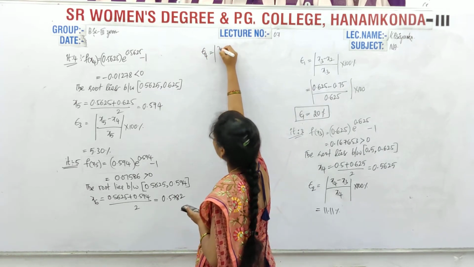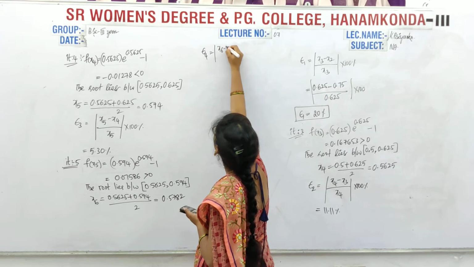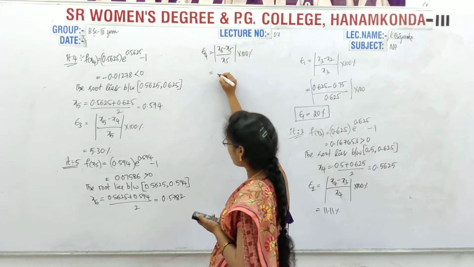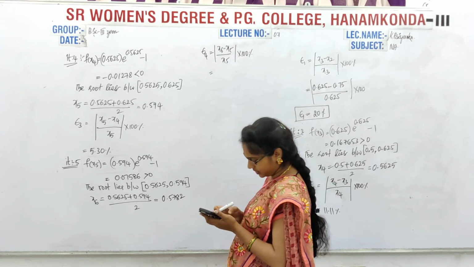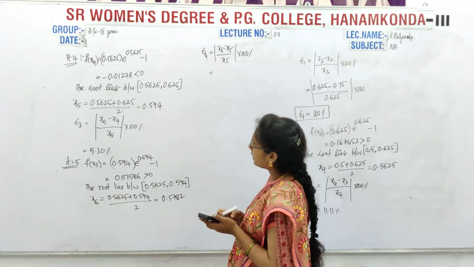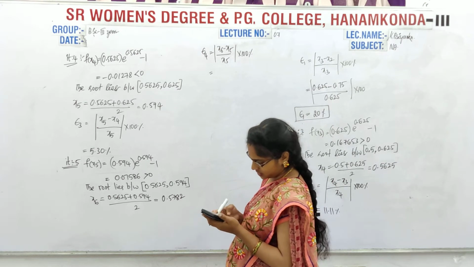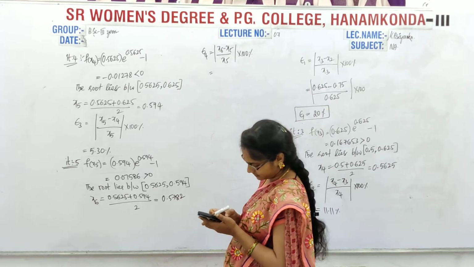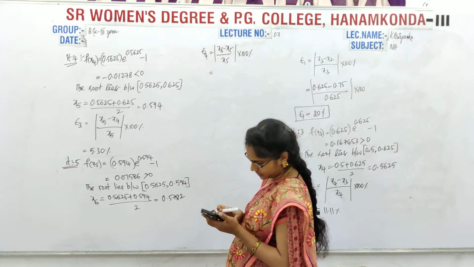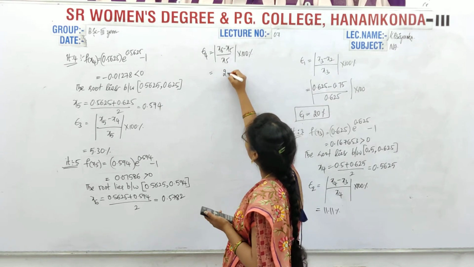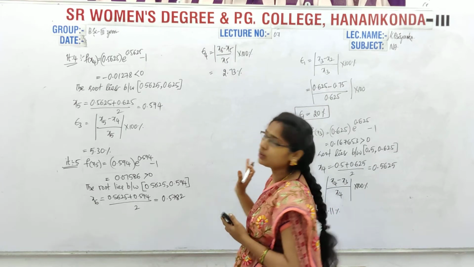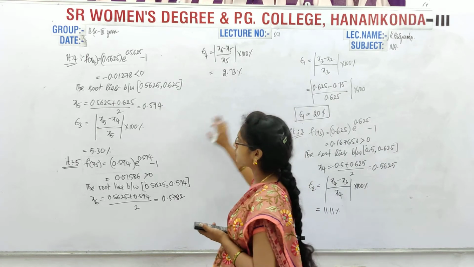Now we have to calculate the error epsilon 4. What is the formula? (x6 minus x5) by x5 into 100%. Now what is x6? 0.5782 minus x5, which is 0.594, divided by 0.5782 and into 100. Now it is 2.73%. Of course we have some more digits, but here I am rounding to 2 digits. So now here we have epsilon 4.